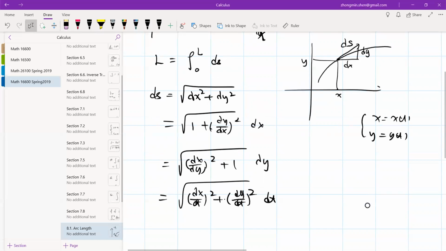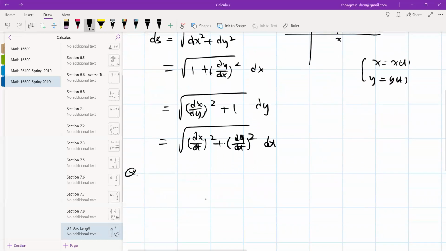Now we're going to do the problems. Let's do them one by one. Find a setup of the integral representing the length of the curve. This is the first problem. Set up an integral for the length of the curve. I don't know what happened to this classroom. I always have trouble with the screen here.